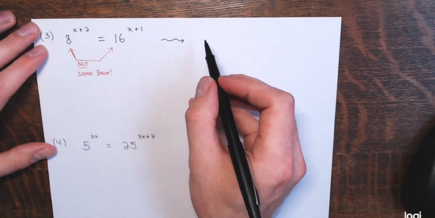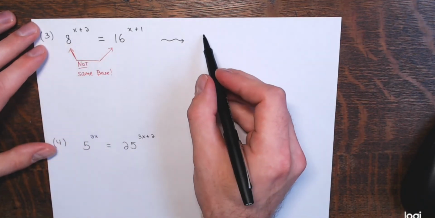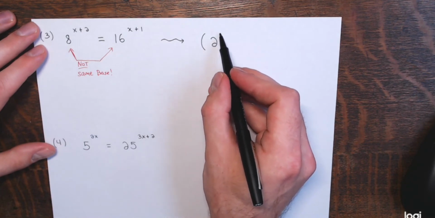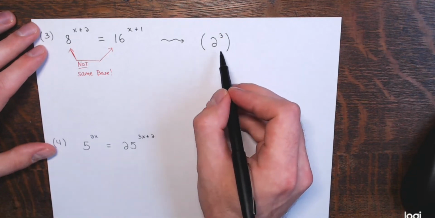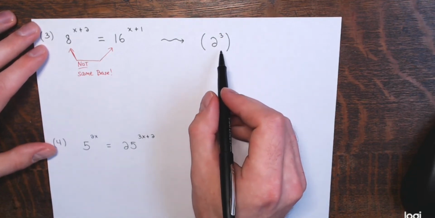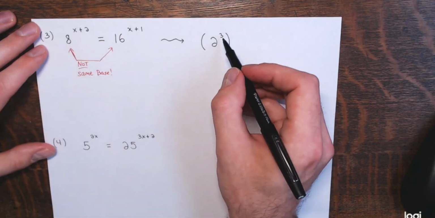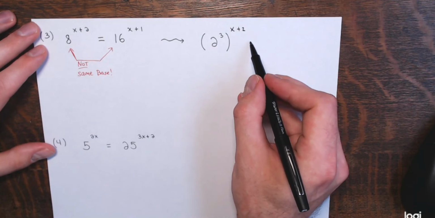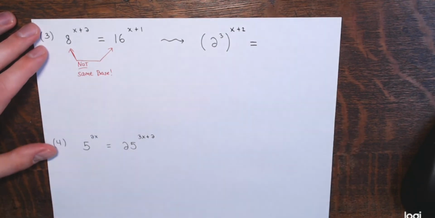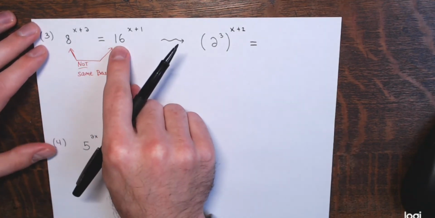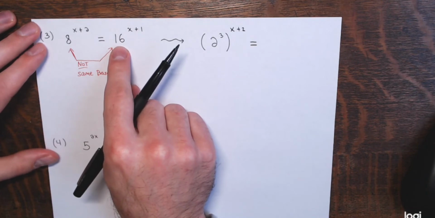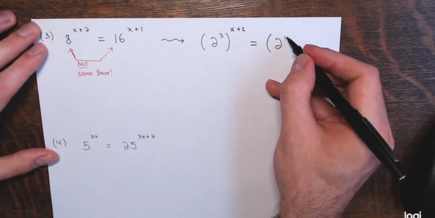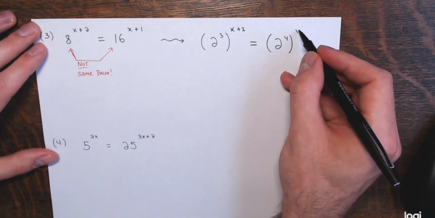So instead of 8 to the x plus 2 power, I'm going to replace 8 with 2 to the 3rd. Now again, usually when you replace something, put parentheses around it. So instead of 8 to the x plus 2, now I have 2 to the 3rd, to the x plus 2, equals. And then same thing with 16. I'm going to replace 16 with 2 to the 4th power. So in parentheses, 2 to the 4th power, that's 16, raised to the x plus 1.